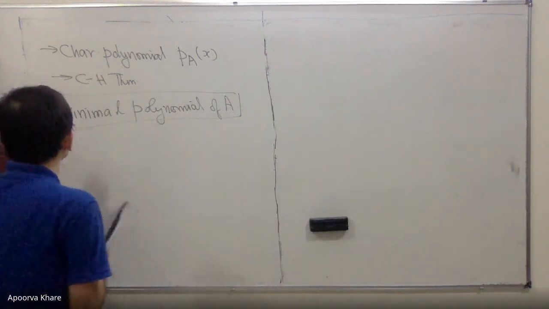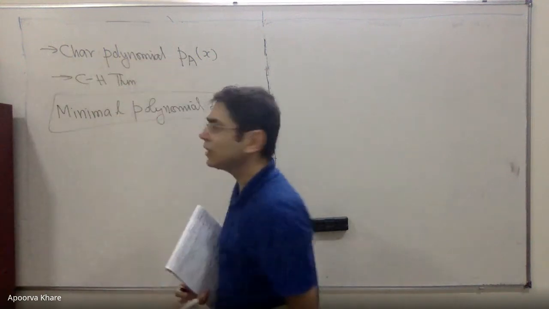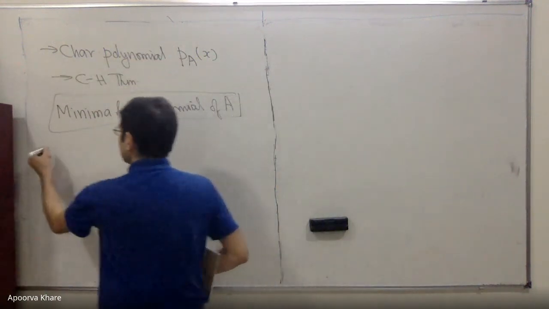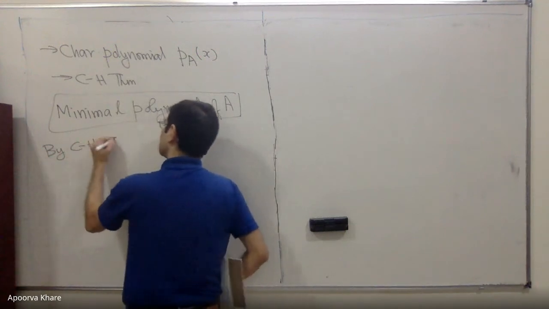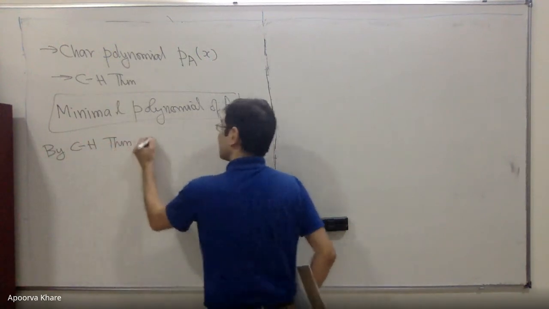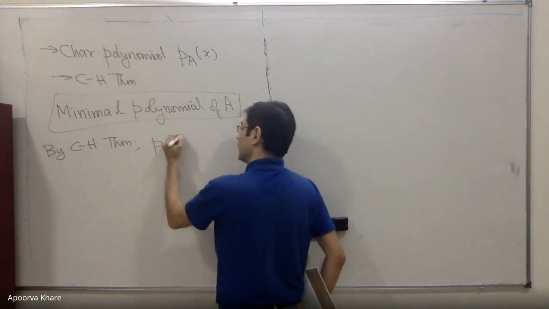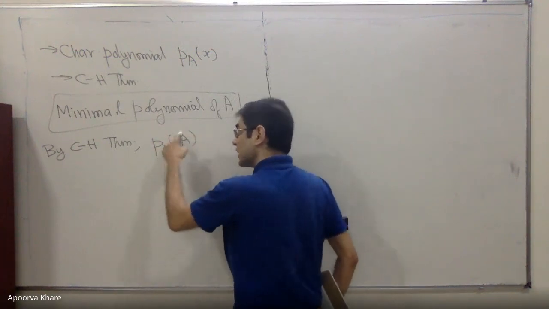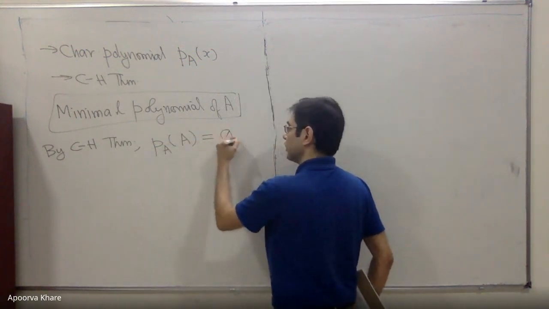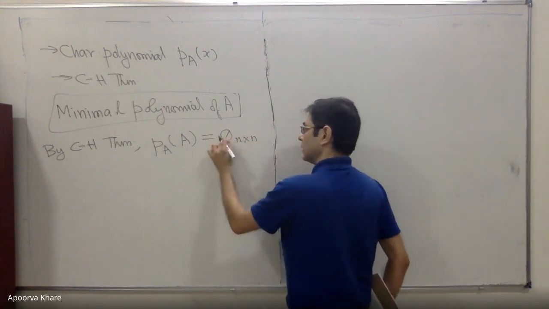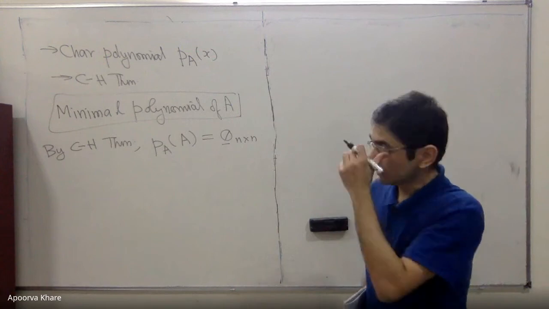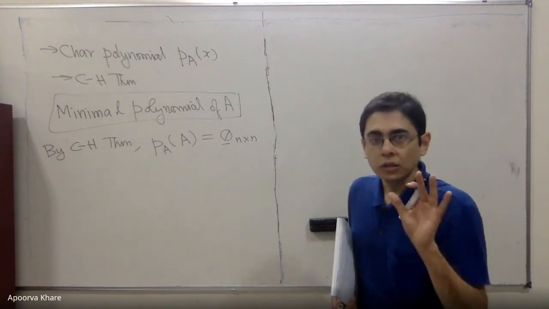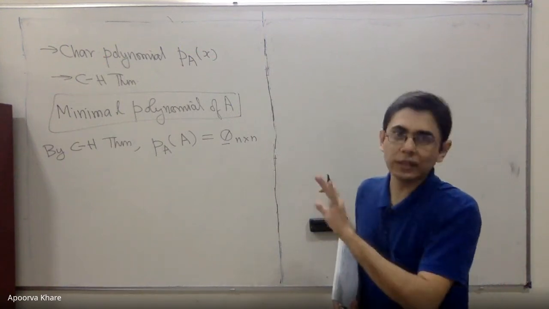Okay, so what we have seen is that the characteristic polynomial kills A, right? So by the Cayley-Hamilton theorem, if you look at the characteristic polynomial and you evaluate it at the matrix A, then you get the zero matrix, n cross n. Right? Okay. So now the point is that there is at least one non-zero polynomial which kills A.